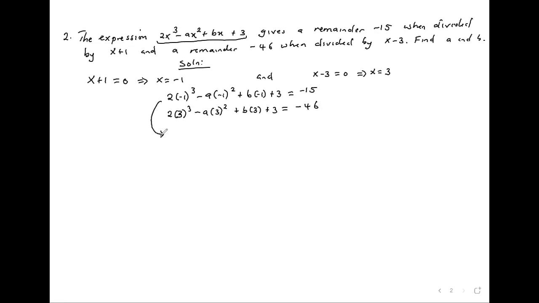The first one will give us 2 times negative 1 to the power 3, which is negative 2. There we still maintain negative A, because negative 1 squared will give us 1. And then minus B plus 3 is equal to negative 15. So we get negative A minus B is equal to negative 15 minus 1, that is, now taking negative 2 plus 3, we get 1. We take it to the other side, it will go as negative 1, giving us negative A minus B is equal to negative 16. We get this one also.